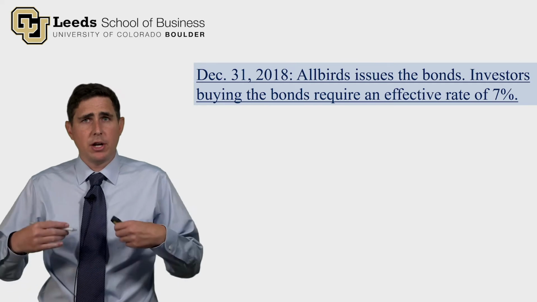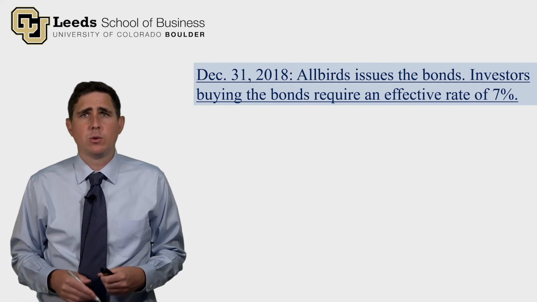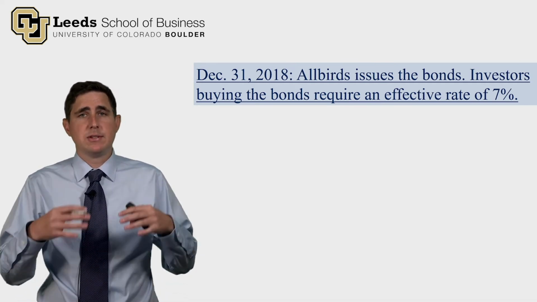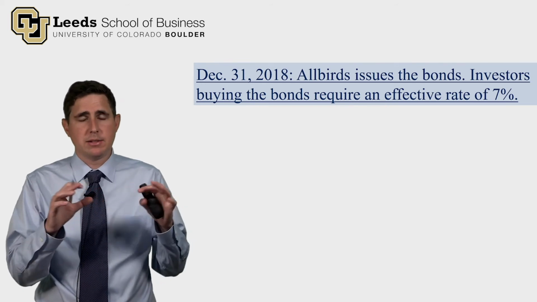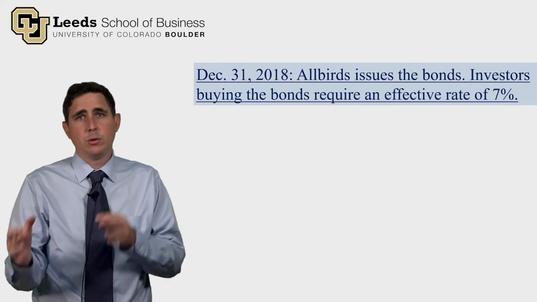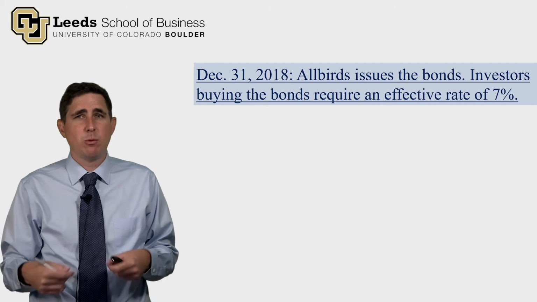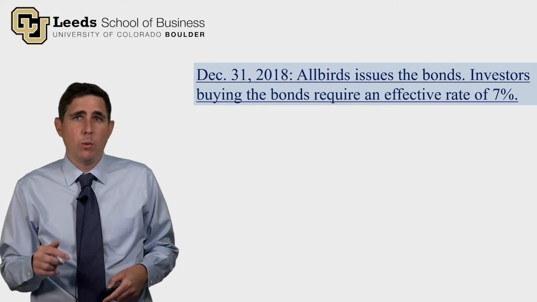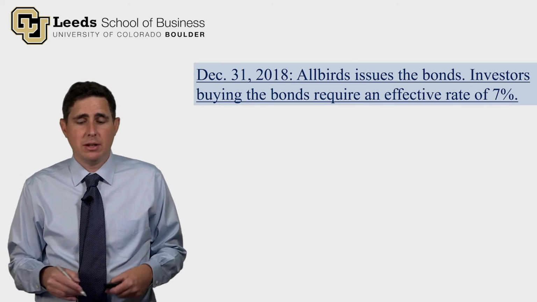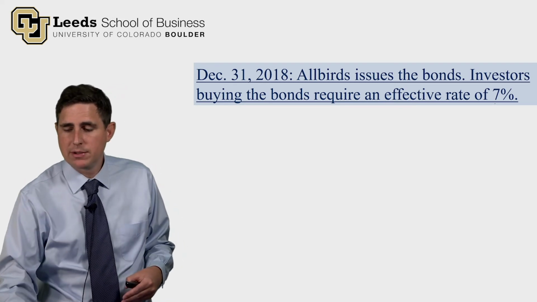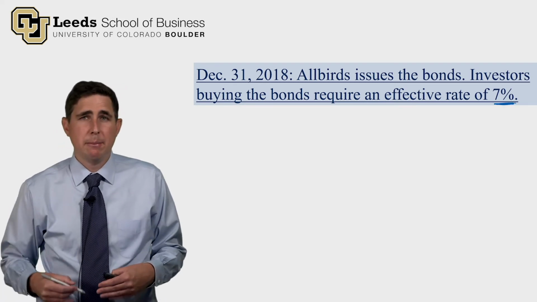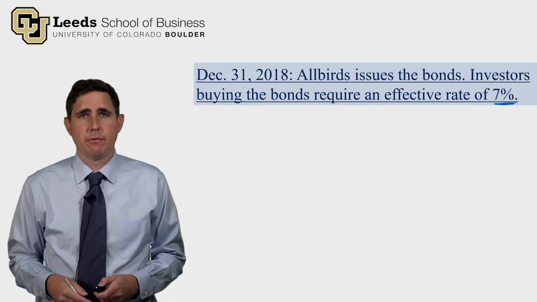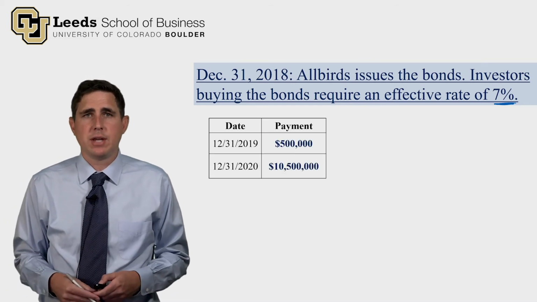So Allbirds is now going to issue this bond, December 31st, 2018. Investors see the cash flow list. They see the terms, they convert it to a cash flow schedule, and then they decide, what am I willing to pay for this? Well, investors buying this bond require an effective rate of 7%. So this is just an assumption here, but investors want a 7% rate of return.